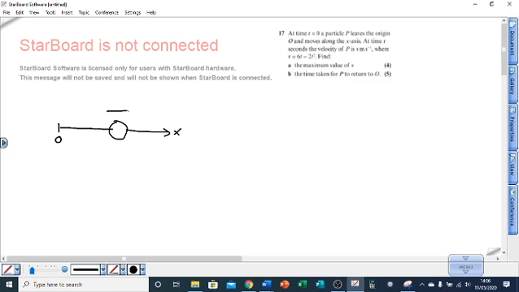So we've got the velocity is equal to 6t minus 2t squared. What's the 2 off there? 2t squared. Find the maximum value of v.